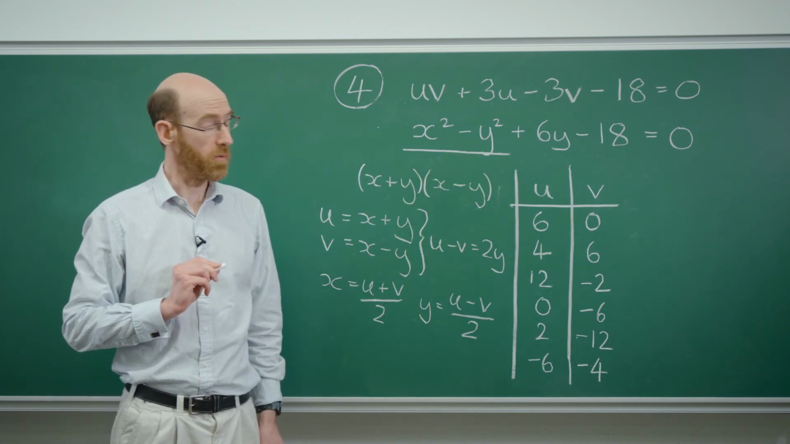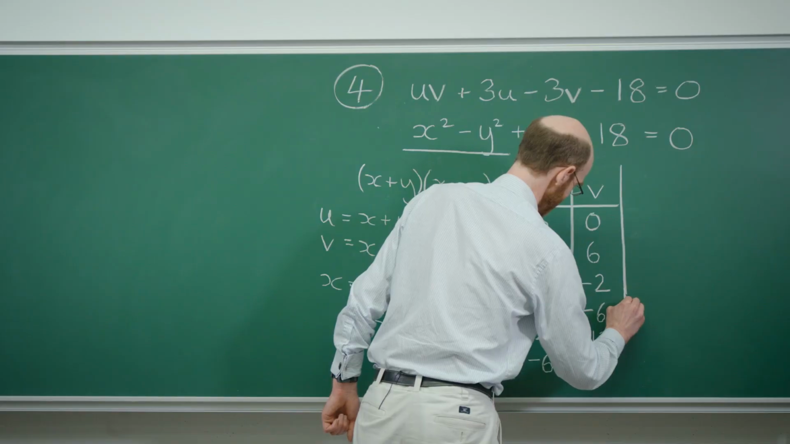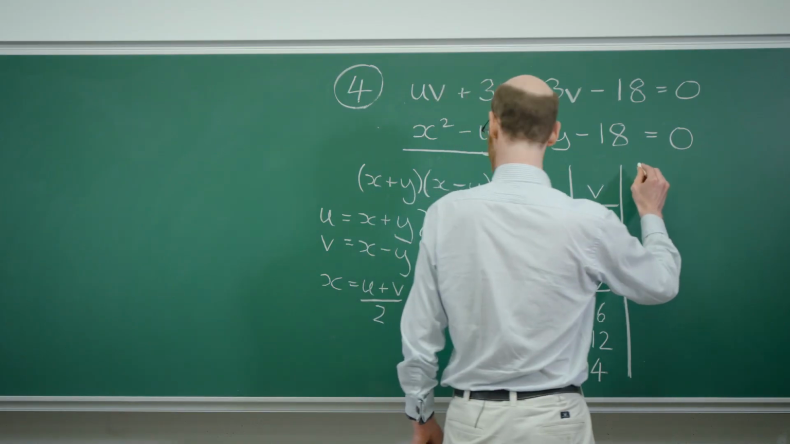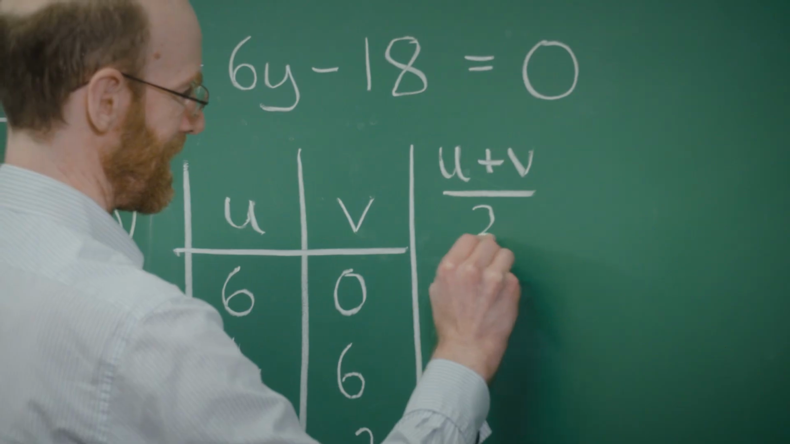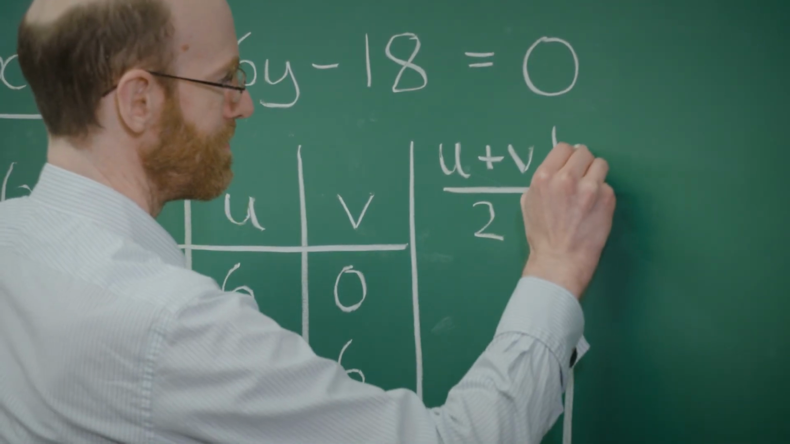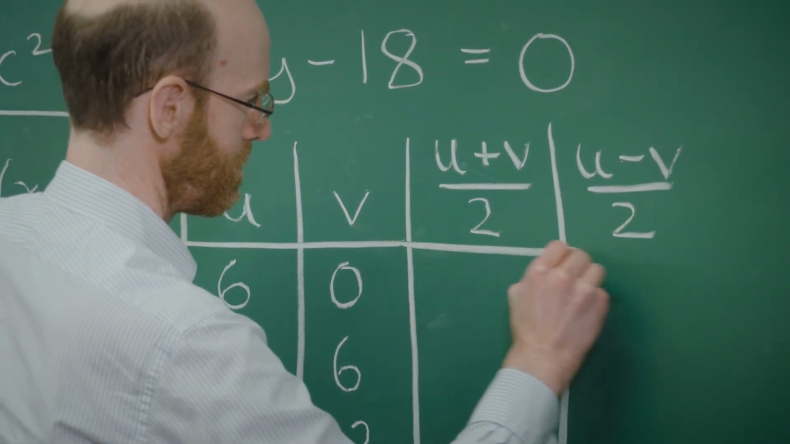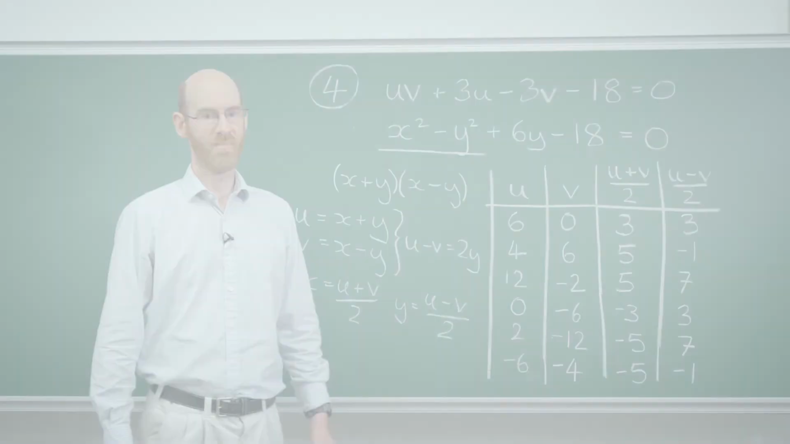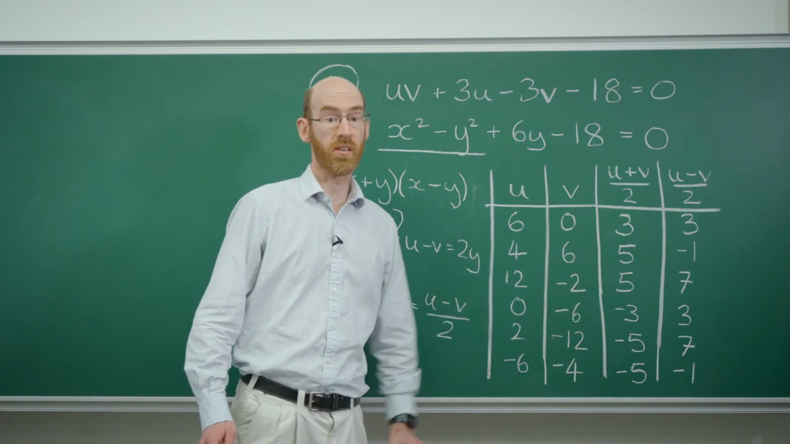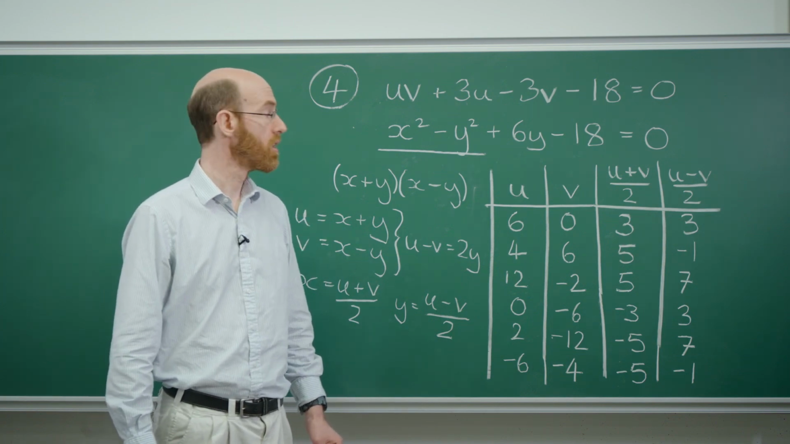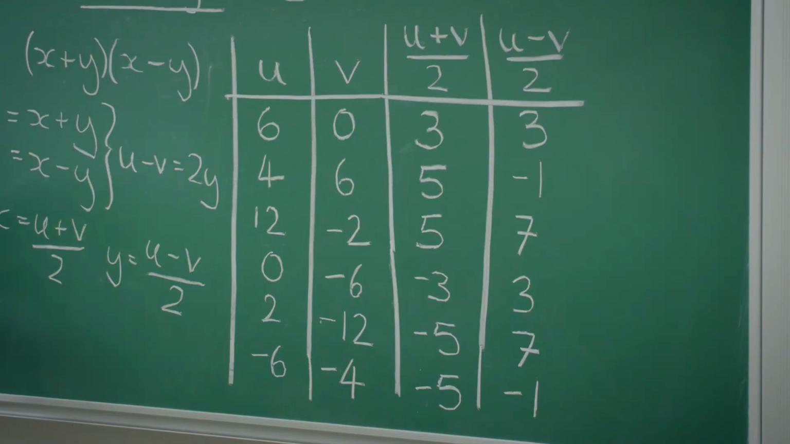I've kept our values of u and v from before, so let's see. And we can see that each of the pairs of solutions yields another pair of integer solutions. So we will have 6 pairs of integer solutions to this equation.